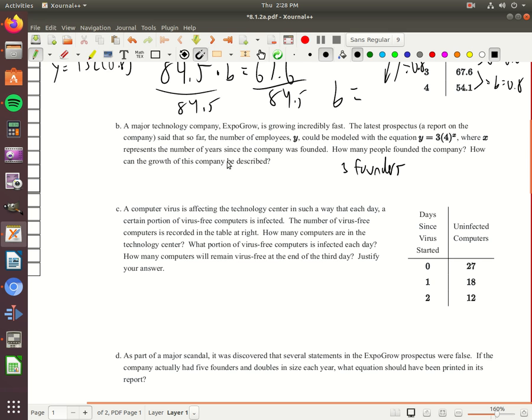And then how could you describe the growth of this company? Well, the company grows by a multiple of 4 each year, right? This could have been monthly or whatever, but it's each year we quadruple.